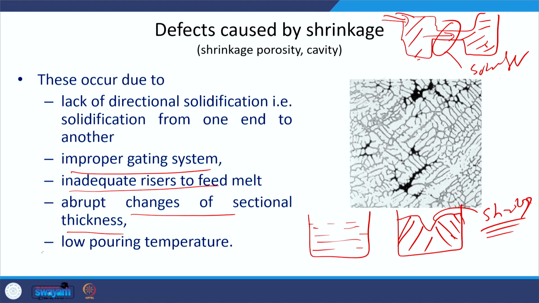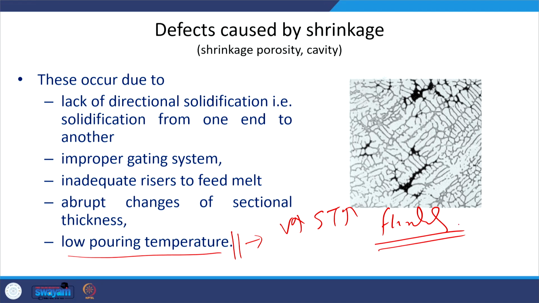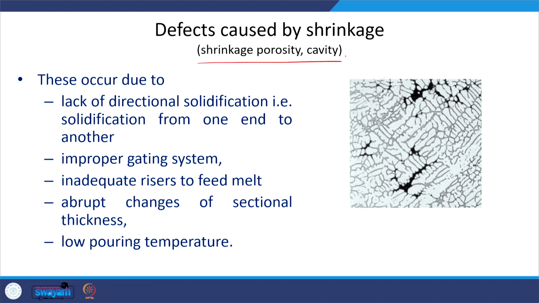Okay. And also the pouring temperature is not proper, meaning the temperature of the molten metal is low. If the temperature of the molten metal is low, then viscosity will be high, surface tension will be high, and that will reduce the fluidity. And if the fluidity is reduced, then it will not be able to flow through the finer channels properly, and it will take a long time to fill. Okay. So, this is the typical defect which is observed.